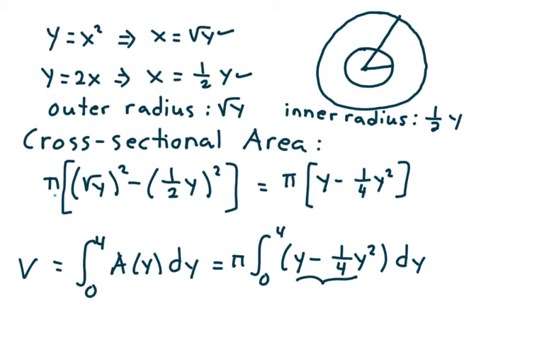So the cross-sectional area is pi times the outer radius squared, which is (square root of y) squared, minus the inner radius squared, which is (1/2 y) squared. But (square root of y) squared is y, (1/2 y) squared is 1/4 y squared. So we get pi times the quantity (y minus 1/4 y squared). So we're going to take the volume as the integral from 0 to 4 of A of y dy. But that's pi times the integral from 0 to 4 of (y minus 1/4 y squared) dy, right here.